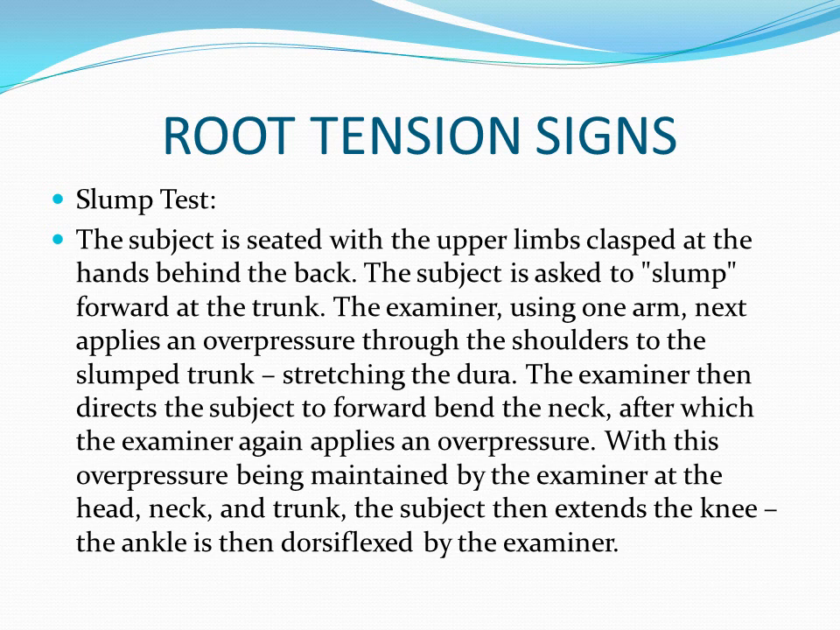Then you, as the examiner, using one arm, apply overpressure through the shoulders to the slumped trunk, further stretching the dural structures. The examiner then directs the subject to forward bend the neck, after which the examiner again applies an overpressure. With this overpressure being maintained by the examiner at the head, neck, and trunk, the subject themselves then extends the knee, and then the ankle is dorsiflexed by you, the examiner.